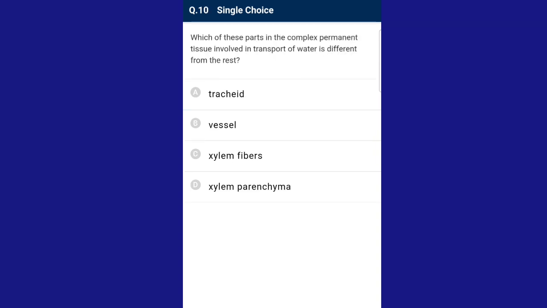Question number 10. Which of these parts in the complex permanent tissue involved in transport of water is different from the rest? Xylem consists of xylem tracheids, xylem vessels, xylem fibers and xylem parenchyma. Out of the 4 kinds of tissues, xylem parenchyma is the only living tissue. So the answer for this question is option D, xylem parenchyma.